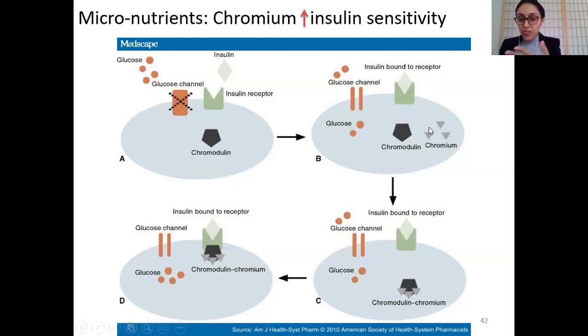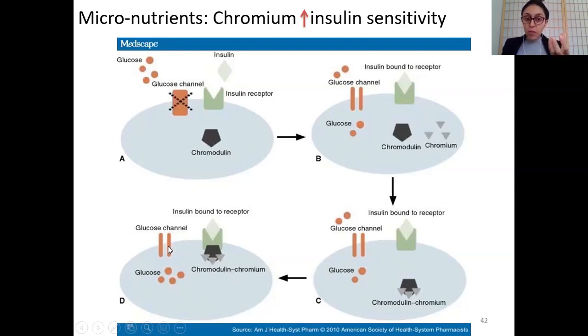So yes, your chromium will enter into the cell from the blood. Now your chromium will attach to the chromodulin, and this chromium-chromodulin complex will then attach to the insulin receptor complex. This is what chromium does. Chromium helps you to attach these things: the chromium-chromodulin complex to the insulin receptor complex.